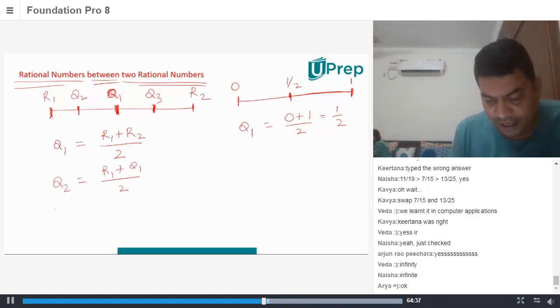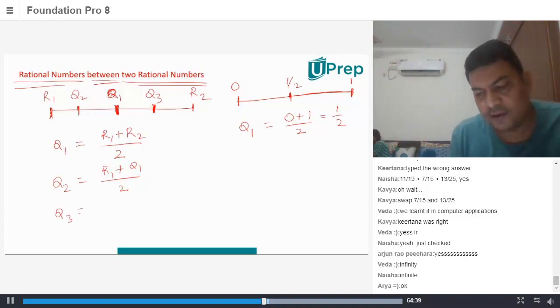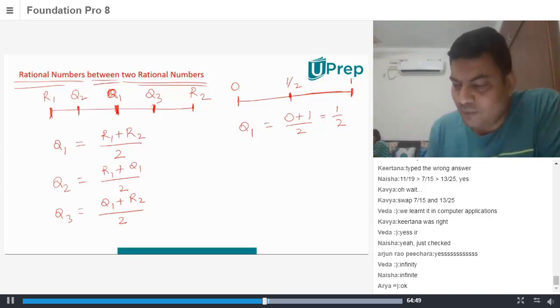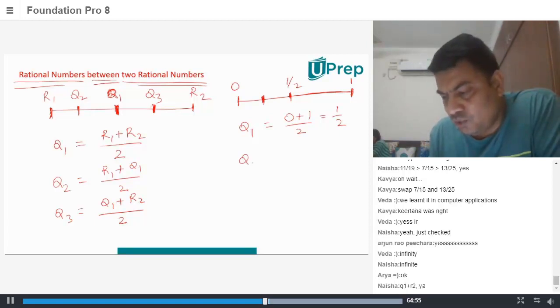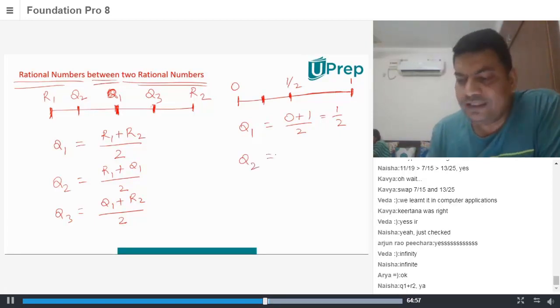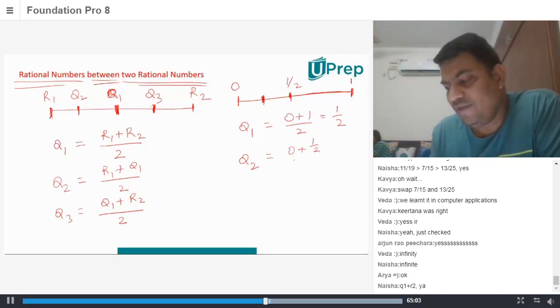So how do I get Q3? Q1 plus R2 divided by 2. Very good. It should be Q1 plus R2 divided by 2. Wonderful. So let's apply the same logic. We already got Q1 here. Let me calculate Q2. Can you tell me how we calculate Q2? Yes, that will be 0 plus 1 by 2, whole divided by 2.